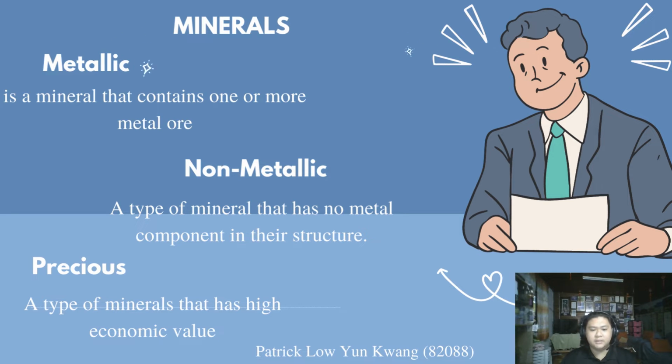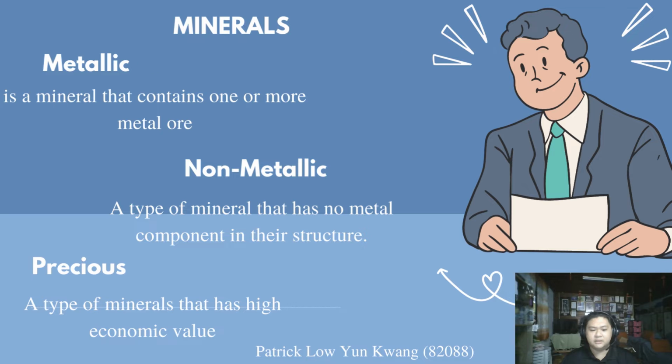Next are the non-metallic minerals. Non-metallic minerals have no metal component in their structure. Some common examples include clay, dolomite, and quartz. They are usually found in sedimentary rock that is formed by the aggregation of various materials such as minerals, remains of organisms, and rock particles.